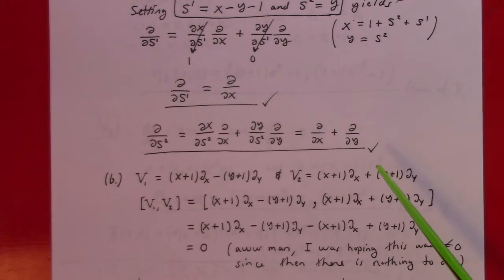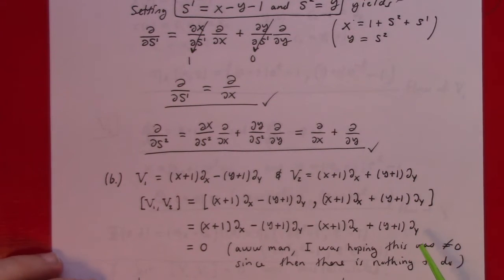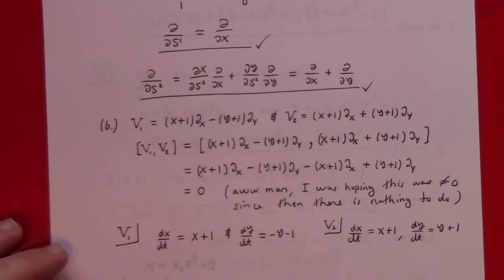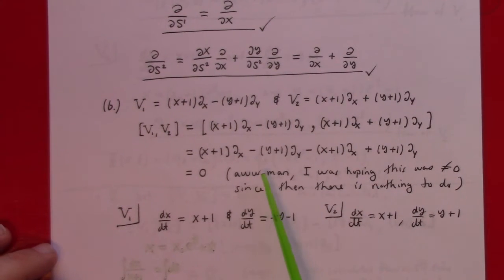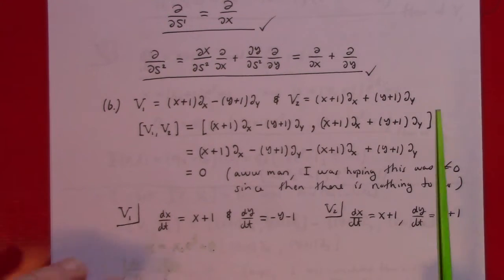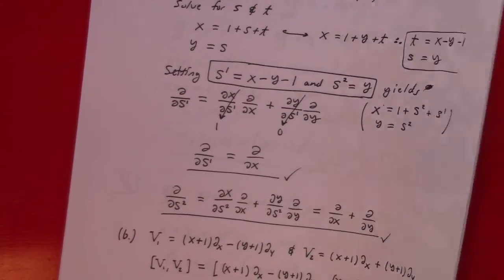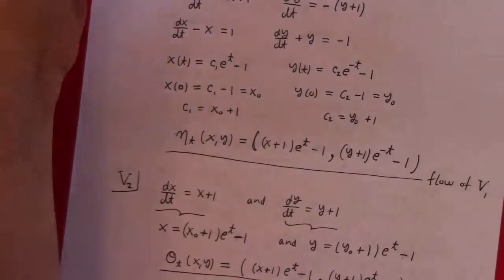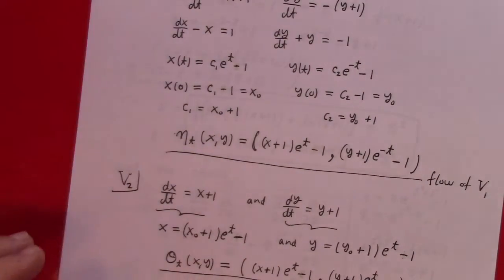Anyway, so it worked. And then this one, I really wanted b to be non-zero because I'm tired at this point, but it was 0. So I have to find the flow of this thing, which I haven't done yet, and it's not obvious to me. So I'm solving these differential equations for V1's flow and these differential equations for V2's flow. I need both of those to build my phi, to build my new coordinate system.